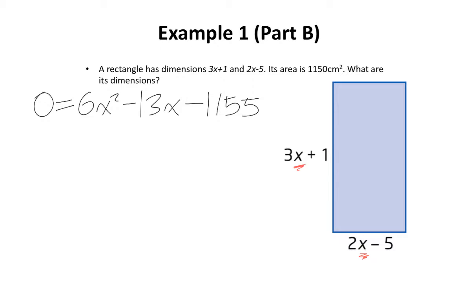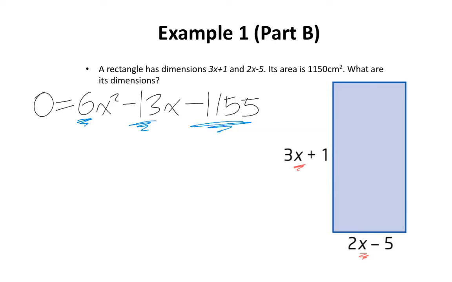So take a close look at the numbers here. We have a positive 6, a negative 13, and a negative 1,155. Is there a greatest common factor among these three numbers? The answer you should come up with is no. There is no greatest common factor. Therefore, we have a situation where we have a quadratic expression where a is not equal to 1.